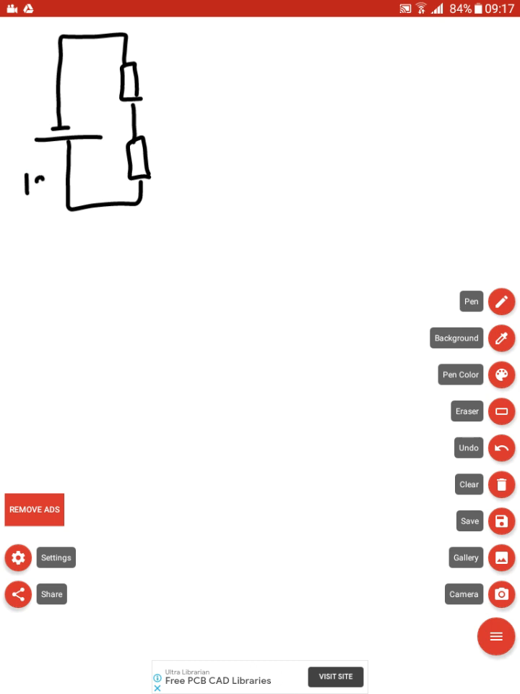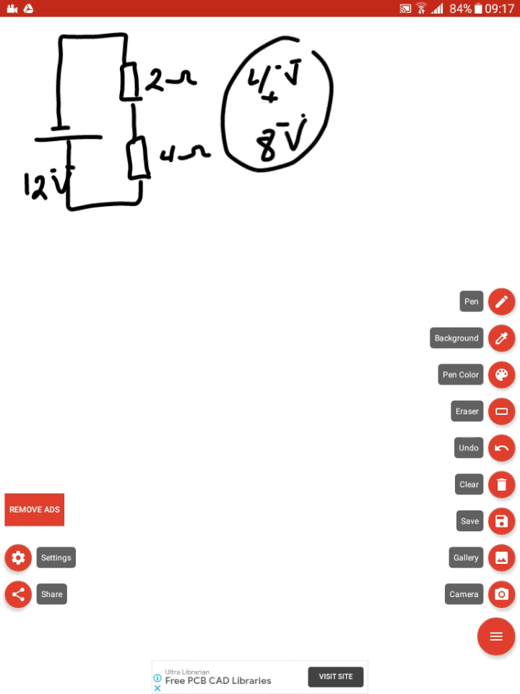If the voltage is 12 volts and we have two resistors in series, and this resistance is 2 ohm and this resistance is 4 ohm, the voltage will split across both resistors. Here we have 4 volts and here we have 8 volts, and the total is 12 volts.